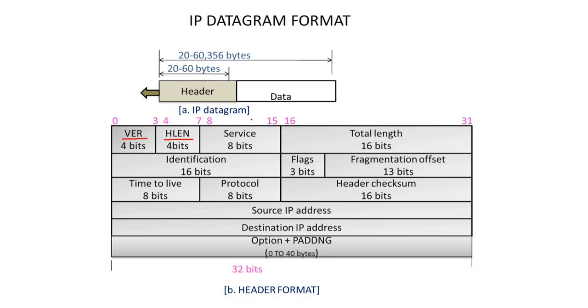Then there is a service field which carries 8 bits, which gives the services provided by Internet Protocol version 4. Then the total length is a 16-bit field, which gives the total length of the IP datagram, including both header and data. Then the identification field, which carries 16 bits, identifies all the components included in the IP datagram.